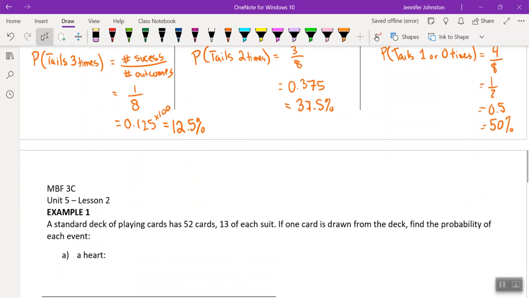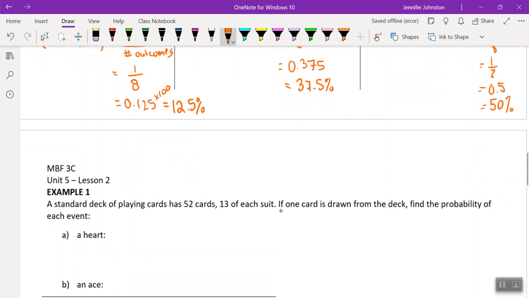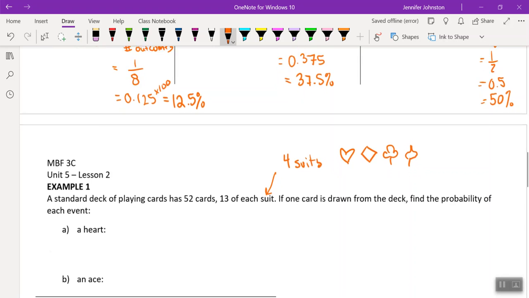All right, a standard deck of playing cards has 52 cards, 13 of each suit. So we have how many cards? There are 52 cards, and there are 13 of each suit. We actually have 4 suits. We have hearts, diamonds, clubs, and spades. Hearts and diamonds are red, and clubs and spades are black.